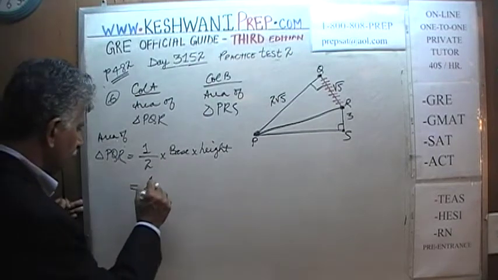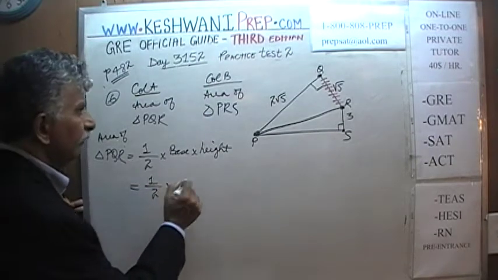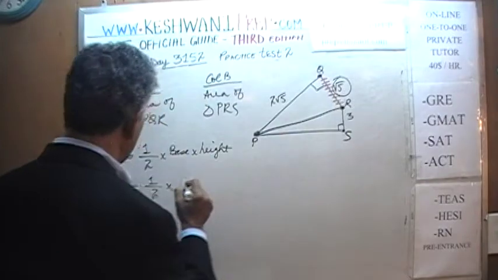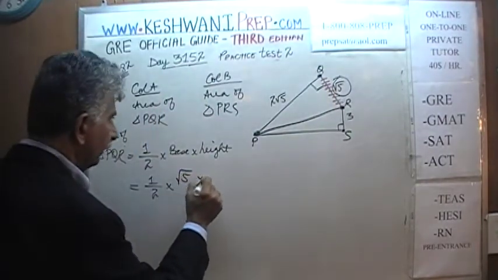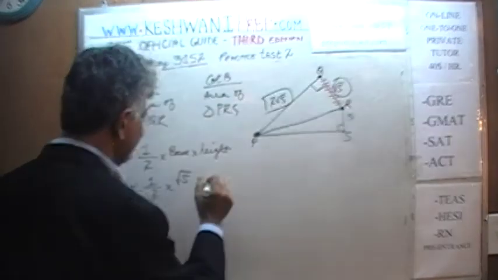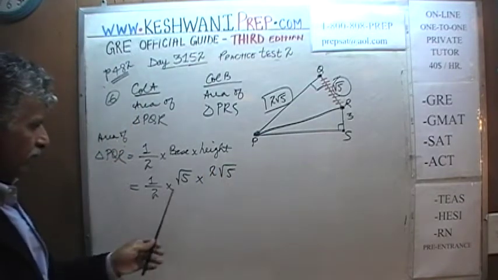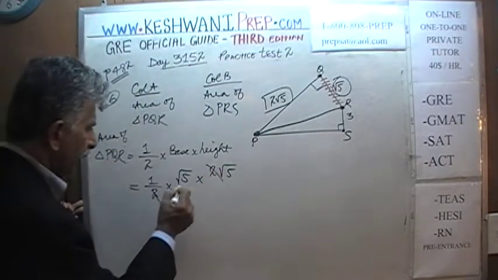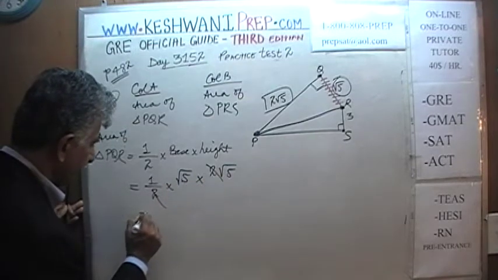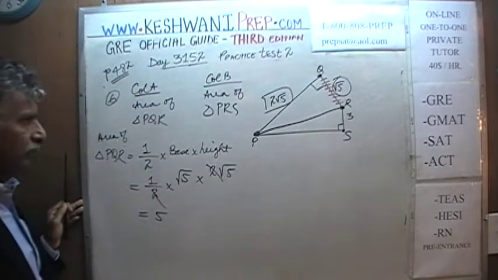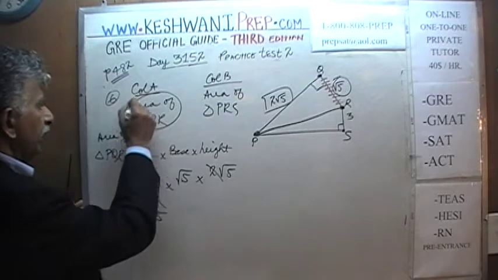So let's do it. 1/2 base. If you treat this as a base, we have root 5 times height, which is this quantity right here, 2 times root 5. The 2 from the bottom cancels the 2 from the top, and we're left with root 5 times root 5, which is just 5. So the area of this triangle is 5.